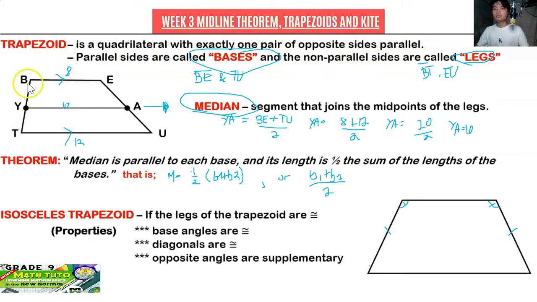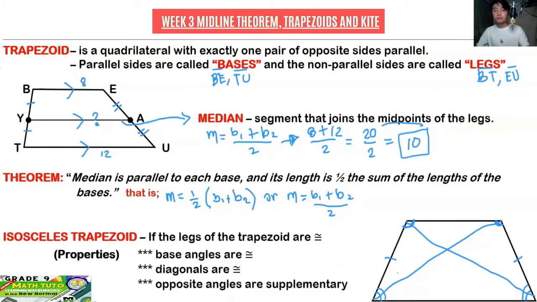And ito, congruent naman siya sa kabila. Iniba ko yung ledger since magkaiba ng sukat yung taas at baba. Pero parehas baba, congruent, parehas taas ay congruent. How about the diagonals? Diagonals are also congruent. Imagine niyo na lang pantayan. And then, opposite angles are supplementary.